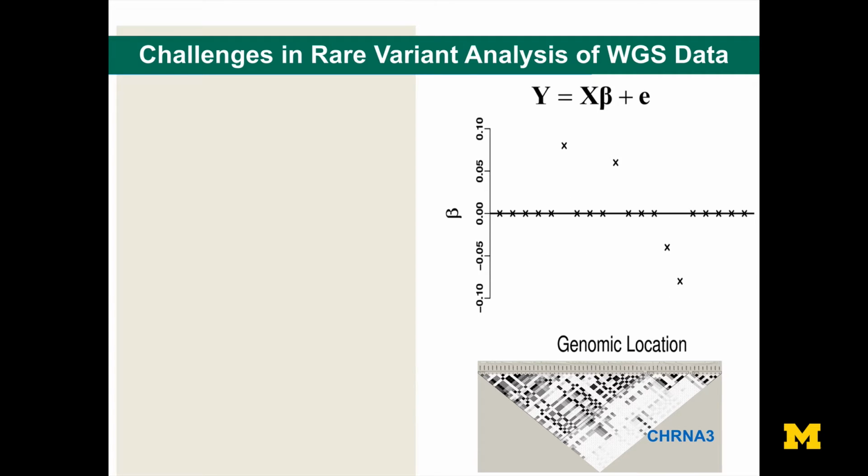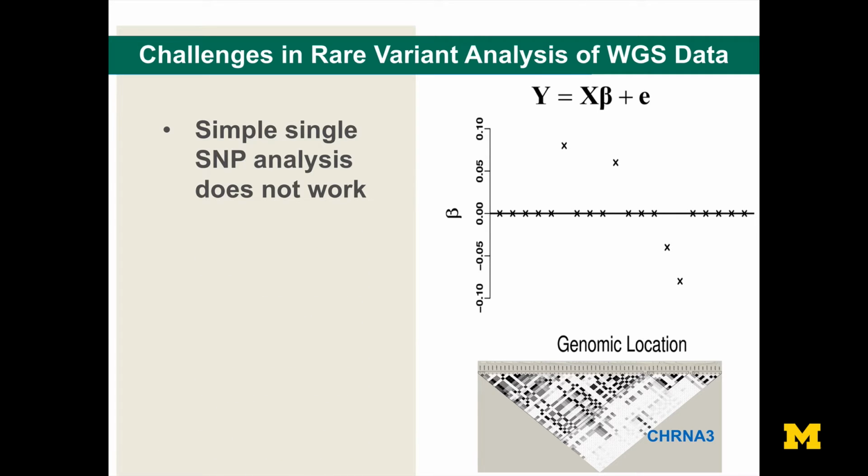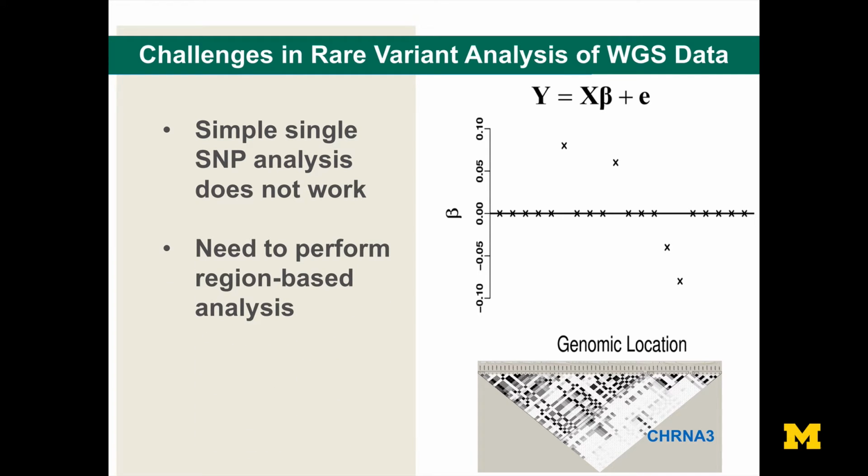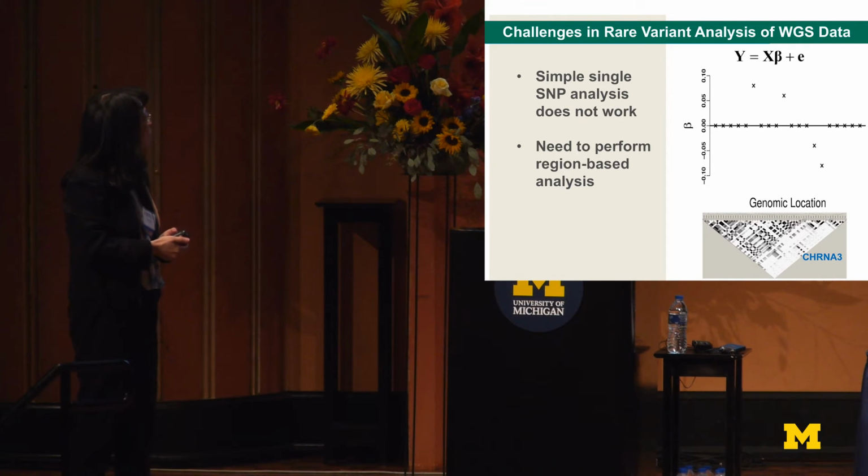So here is the challenge. Because many of the variants are rare variants, we cannot analyze one SNP at a time, one variable at a time, and so we really need to analyze one region at a time. For example, if the variants are too rare, one cannot even fit a logistic regression. So how can we perform region-based analysis?